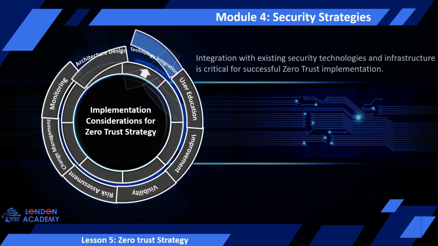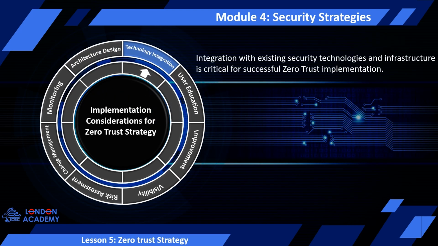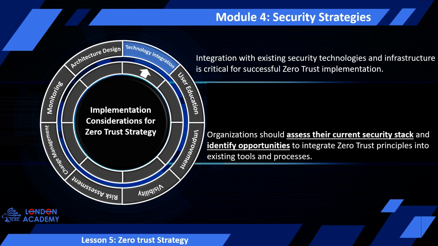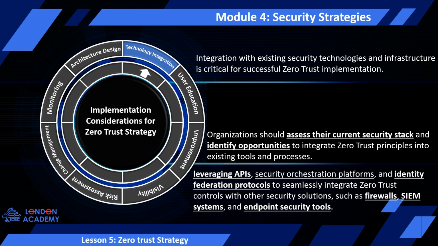6. Technology integration. Integration with existing security technologies and infrastructure is critical for successful zero trust implementation. Organizations should assess their current security stack and identify opportunities to integrate zero trust principles into existing tools and processes. This may involve leveraging APIs, security orchestration platforms, and identity federation protocols to seamlessly integrate zero trust controls with other security solutions, such as firewalls, SIEM systems, and endpoint security tools.